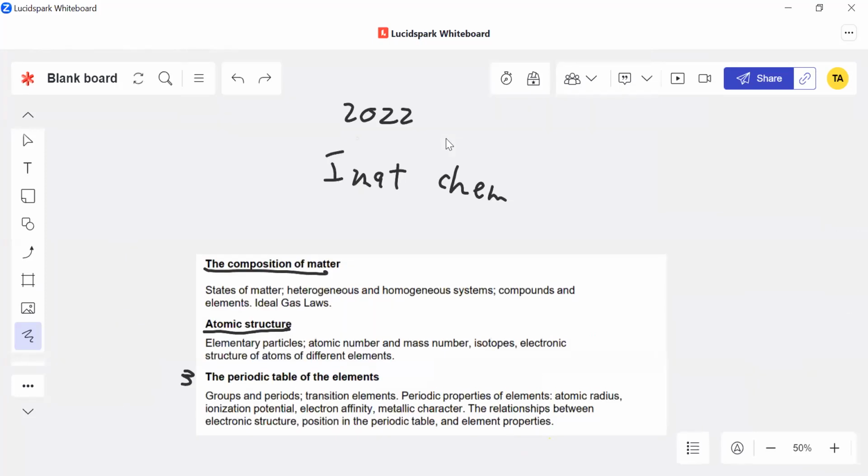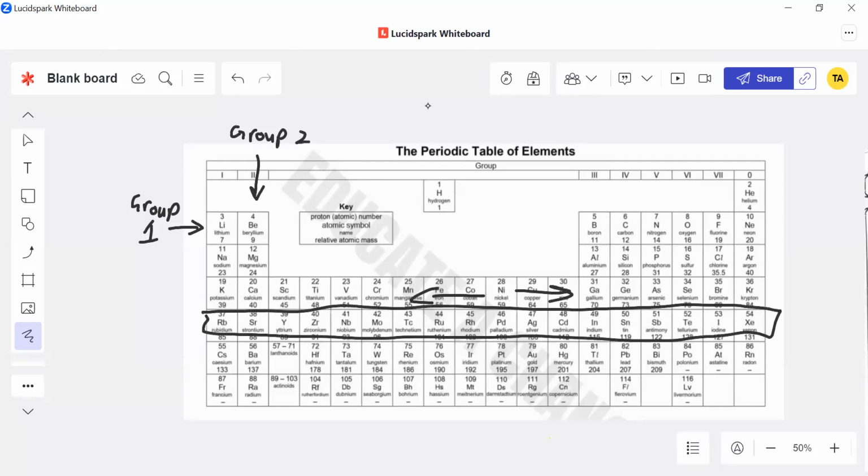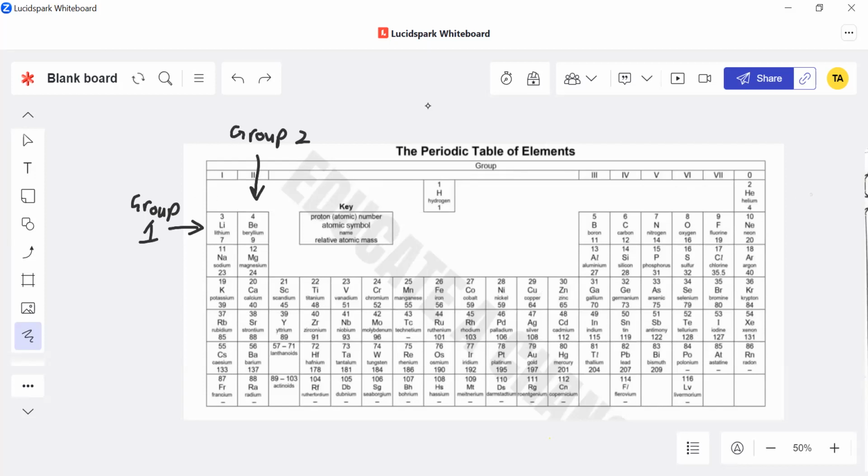So this right here is a group. This is a group. And a period is when you go from left to right or right to left. So this entire thing is one period. Helium and hydrogen are considered period 1, this is period 2, this is period 3. And groups, this is group number 1, this is group 2, group 3, group 4, 5, and so on.